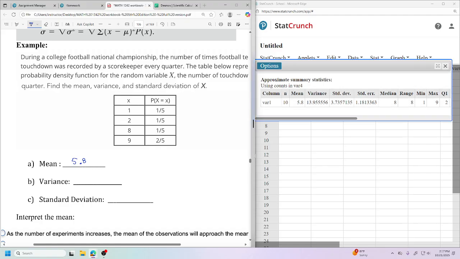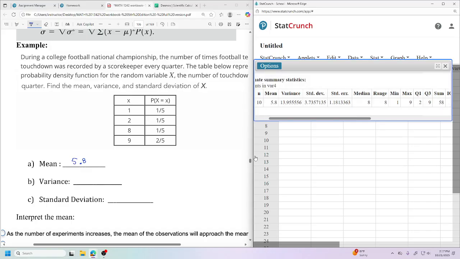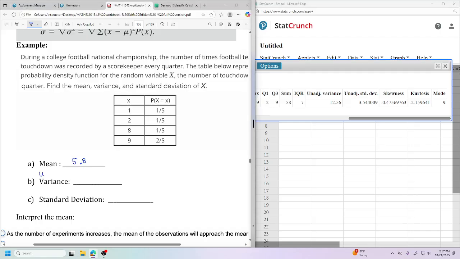Variance. You would think there's the variance right there, and that looks totally great. That would be incorrect. No, they want the unadjusted. I'm going to explain why in just a second. Right now, what they want is the unadjusted. And this is also unadjusted. So 3.544. Oh, I'm wrong. It was the 12.56. And this is the 3.544. I flipped it there. Okay, cool.